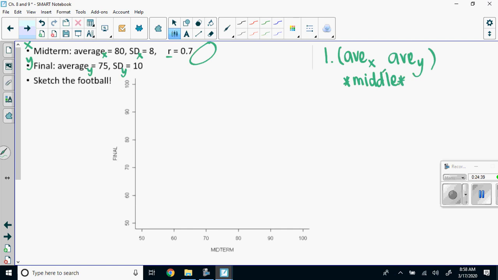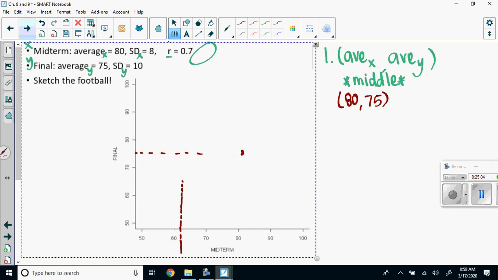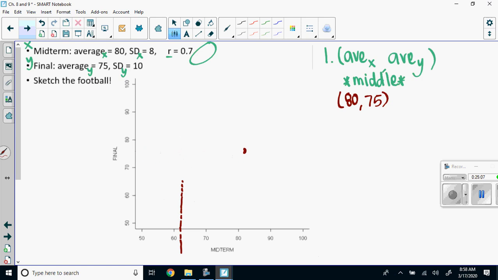Okay, that point of averages is 80, 75. So I'm going to plot that. 80, ooh, that was crooked. 75. Okay, there's my point in the middle there. Oh no, that didn't work. Okay, I'm going to make a note to myself that that is the point 80, 75. So that's step 1.